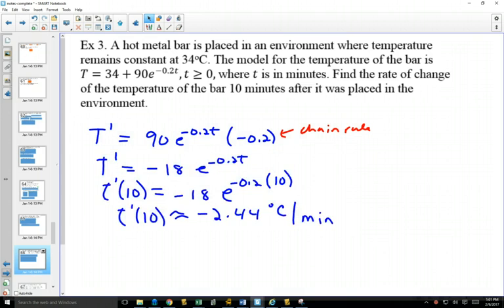So, got your chain rule for your derivative. Plug it in. So always with your rate of change, you need to include your units. So you look at, well, what was the temperature in? It was in Celsius. What was time in? Time was in minutes. So after 10 minutes, it's cooling at negative 2.44 degrees per minute.